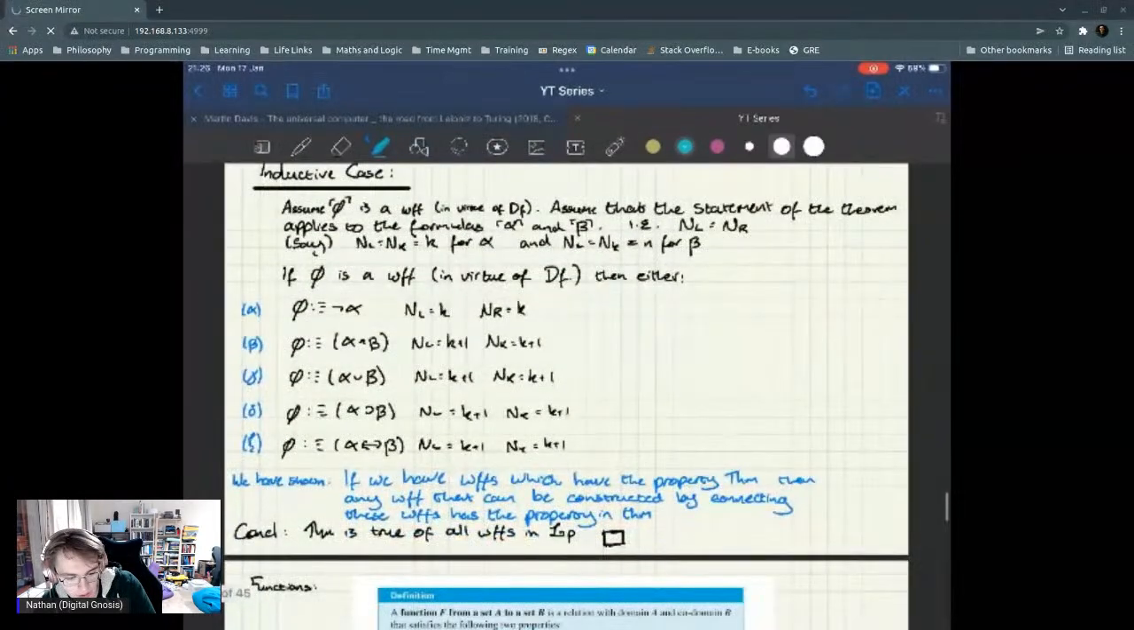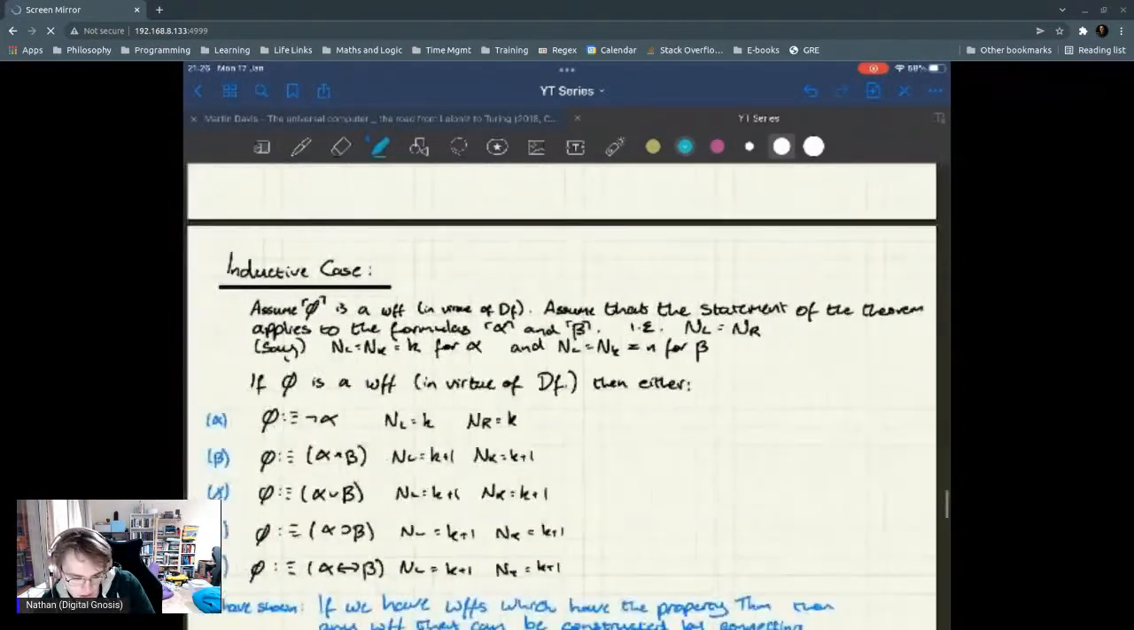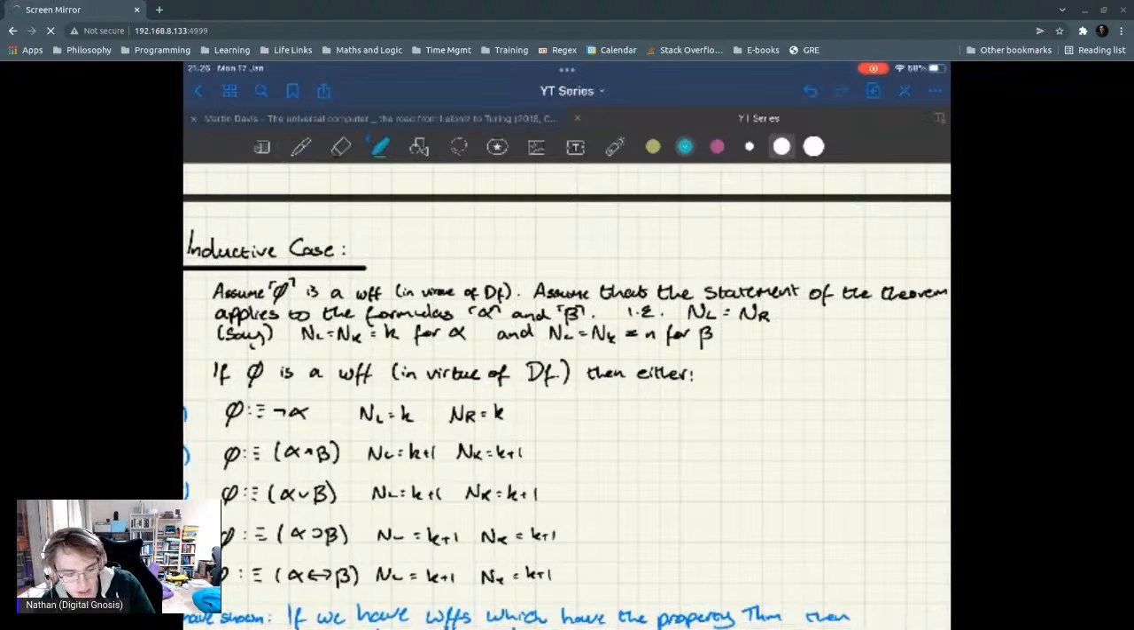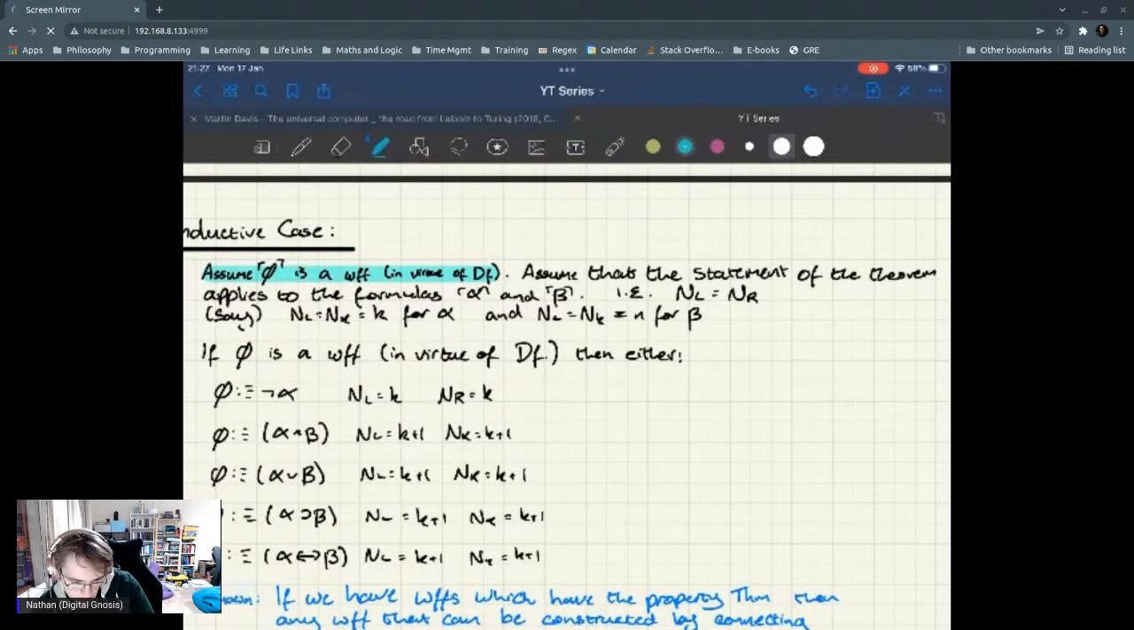Okay, so now we're going to take our inductive step. And the way that we go about our inductive step is by proving some kind of conditional that propagates over every well-formed formula that we can construct. So we assume phi is a well-formed formula in virtue of our definition. Assume that the statement of the theorem applies to the formulas alpha and beta here. So the statement of the theorem is that the number of left parentheses is equal to the number of right parentheses.